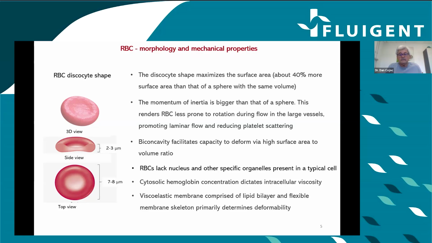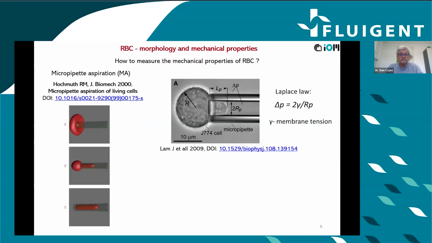As we know, red blood cells lack a nucleus and other specific organelles present in a typical cell. Then the cytosolic hemoglobin concentration dictates intracellular viscosity. So mainly hemoglobin, which is the major element inside the red blood cell, dictates the viscosity. And the viscoelastic membrane, comprised of a lipid bilayer and a flexible membrane skeleton, primarily determines deformability.